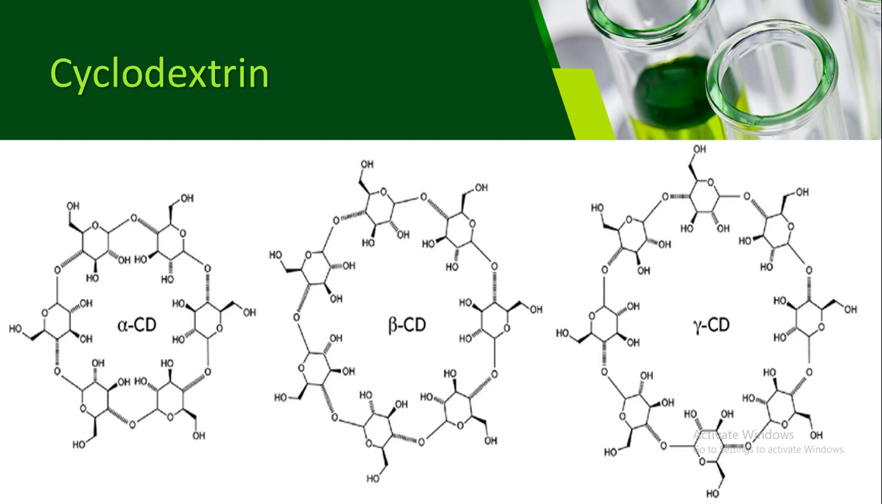Cyclodextrin. We have three types of cyclodextrin: alpha cyclodextrin, beta cyclodextrin, and gamma cyclodextrin. The shape is a circle, and they have a cavity inside. In this cavity, we can encapsulate the drug inside it, and it can be delivered to the target tissue.